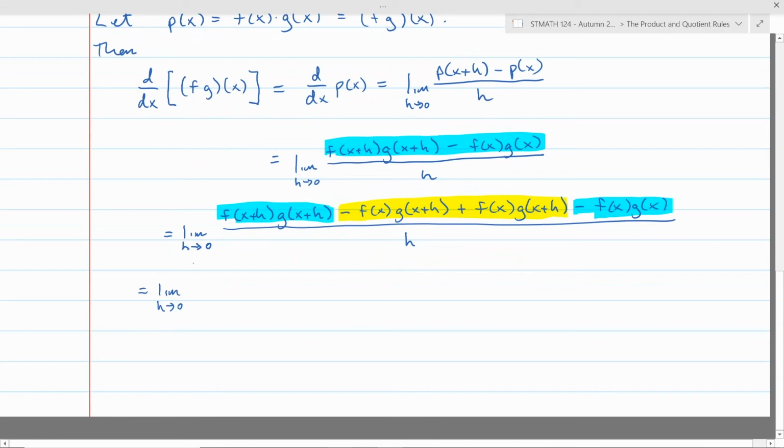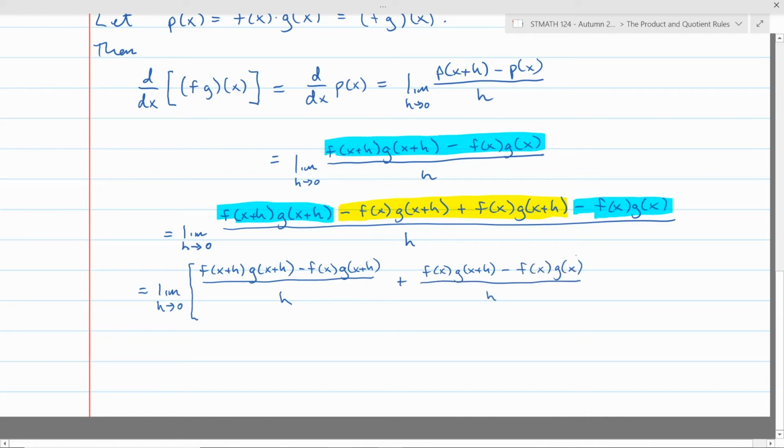I'm going to break that into two fractions. The first one being f of x plus h, g of x plus h, minus f of x times g of x plus h, all divided by h, plus, then the next fraction is f of x, g of x plus h, minus f of x, g of x, all that divided by h.